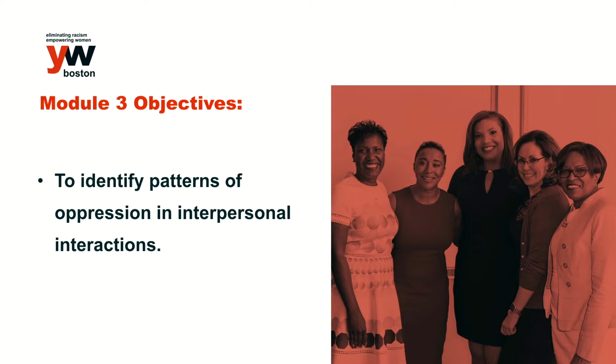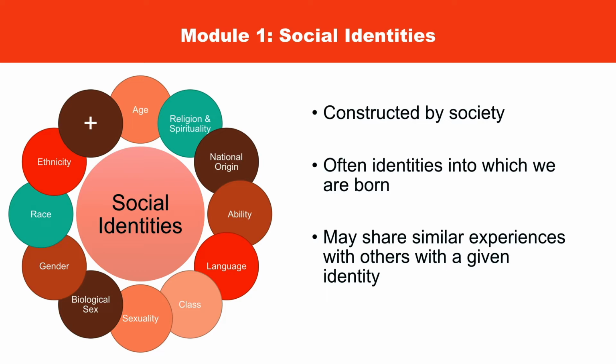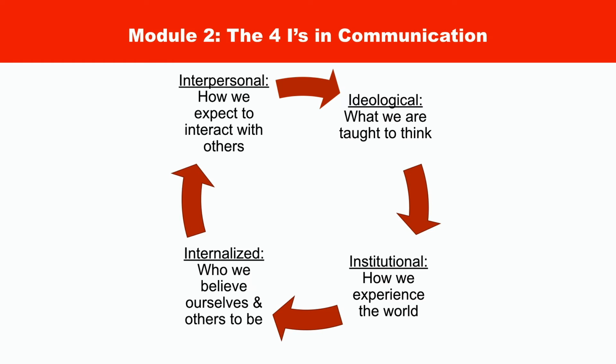And I'm Lisa Graustein. Today we're going to be looking at how to identify patterns of oppression in interpersonal interactions and communication. So before we dive into the details for Module 3, we're going to first review what we did in Module 1, and that covered social identities, which are constructed by society and are often the identities with which we were born. In Module 2, we talked about the 4 I's. The ideological, the ideas and beliefs we hold, the institutional, how those ideas get built into our institutions and systems, the interpersonal, how they show up in our interactions, and the internalized, what we have taken in about those systems of belief about ourselves and others.